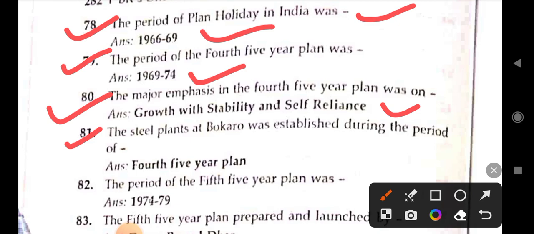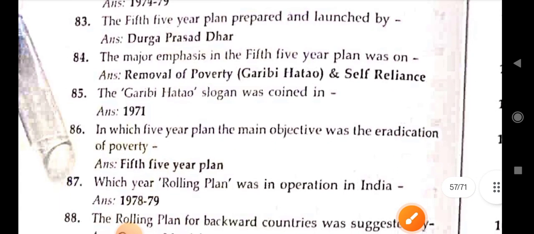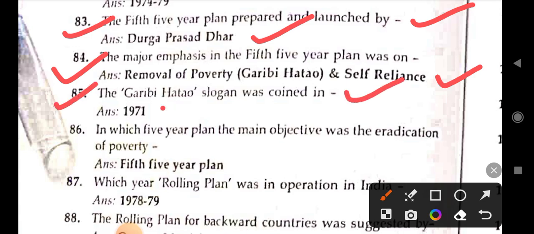The steel plant Bokaro was established during the period of the fourth five-year plan. The period of fifth five-year plan was 1974 to 79. Fifth five-year plan was prepared and launched by Durga Prasad Dhar. The major emphasis in the fifth five-year plan was on removal of poverty, Garibi Hatao, and self-reliance. The Garibi Hatao slogan was coined in 1971, in which the main objective of the plan was eradication of poverty.